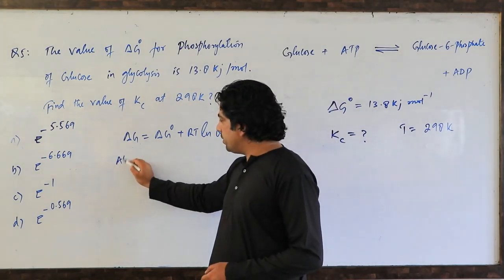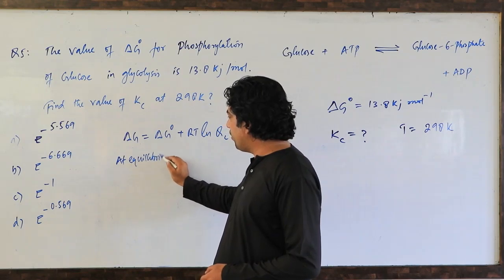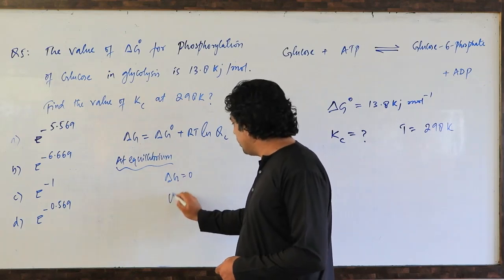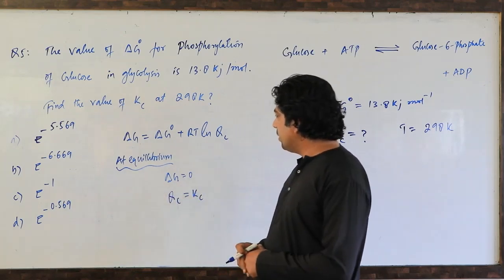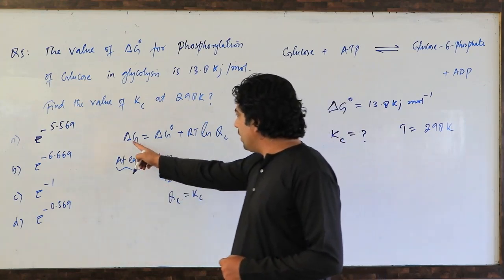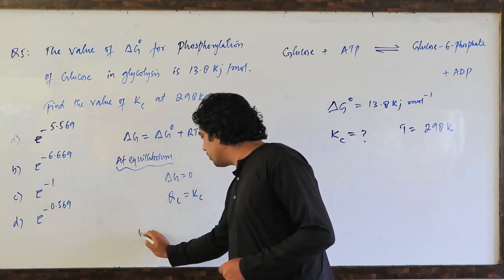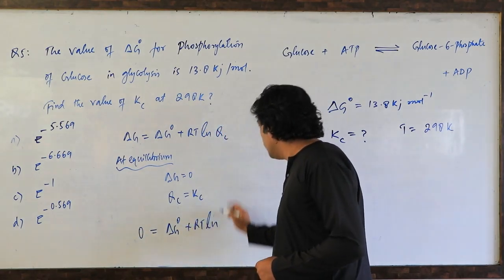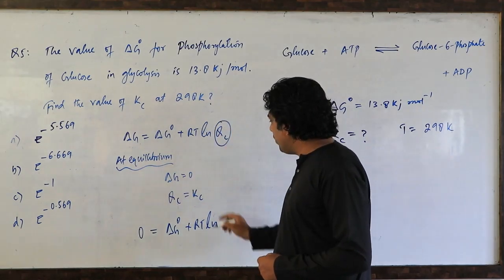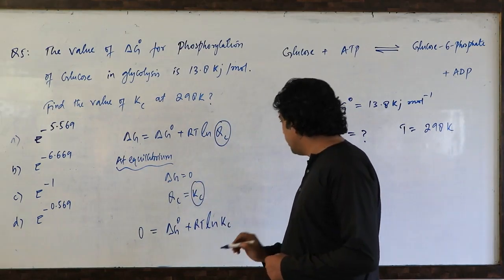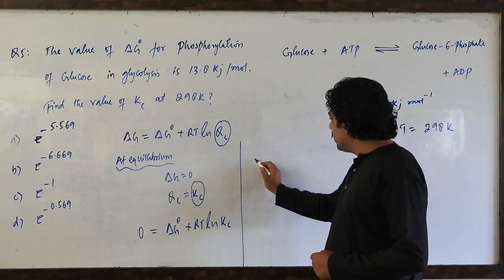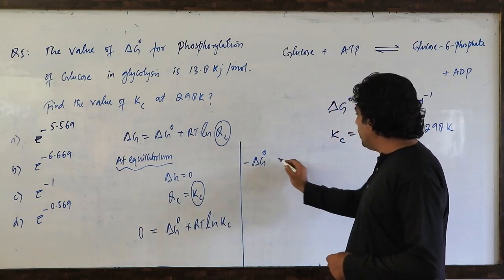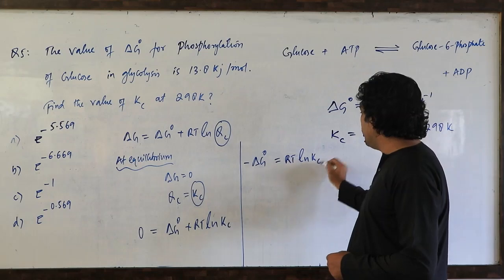At equilibrium, what happens? Remember, when the reaction is at equilibrium, your delta G value will be 0 and Qc will be equal to Kc. Then our expression will become like this. In place of delta G, it is 0. So I write 0 is equal to delta G naught plus RT ln, and in place of Qc I write Kc. So what is my final expression here? If I transfer this delta G naught to this side, it will become minus delta G naught is equal to RT ln Kc, my dear friends.